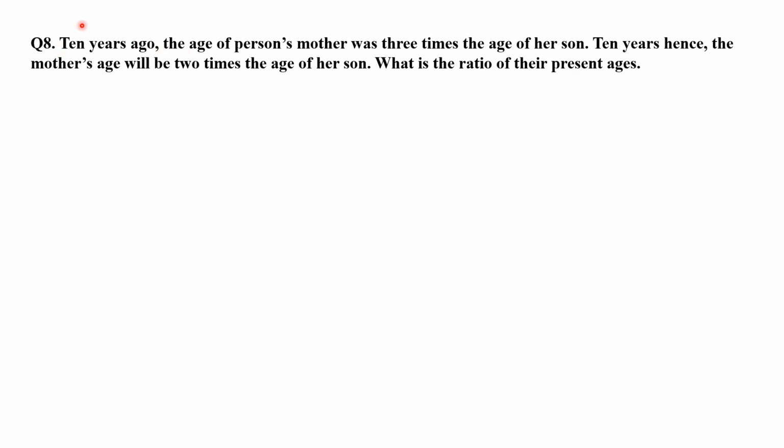So here it is given 10 years ago and 10 years hence. But from where 10 years ago and 10 years hence? It is from the present age. From the present age, 10 years ago, the person's mother's age was 3 times the age of her son. And 10 years hence from the present age, the mother's age will be 2 times the age of her son. And then you have to find the ratio of their present ages. So there are three things: first, 10 years ago, then present age, and 10 years hence.